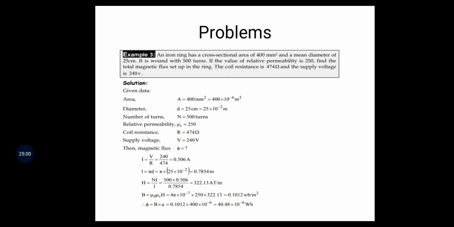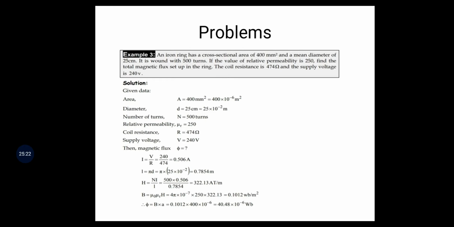Pi into 25 into 10 power minus 2. The value of pi d equal to 0.7854 meters.